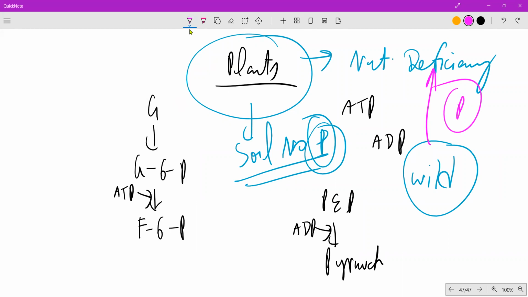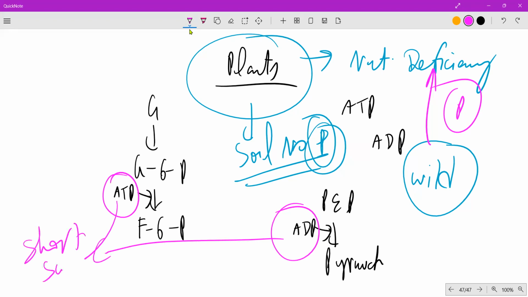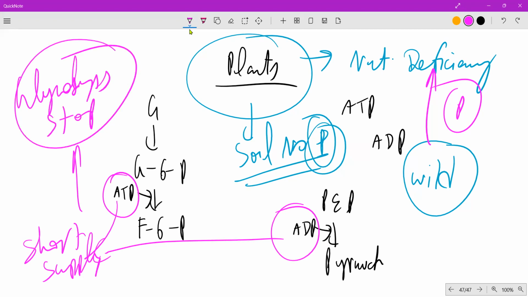And in that case, the synthesis of ATP as well as ADP would be in short supply. There is no phosphorus at the back end. ATP and ADP are in short supply. In that case, glycolysis can be affected. Glycolysis can also stop. When these two molecules are in short supply due to nutritional deficiency, glycolysis can come to a halt. It can stop. And the plant can even die. There could be this condition.